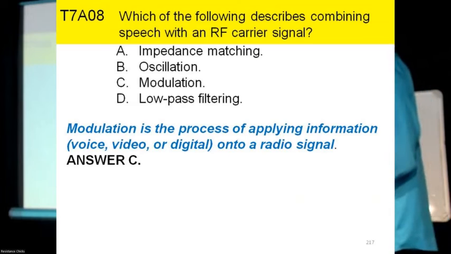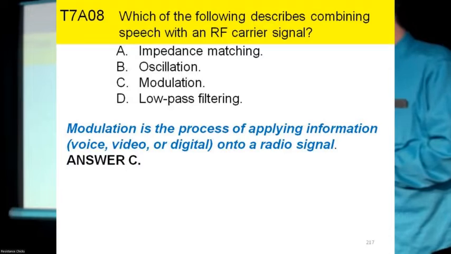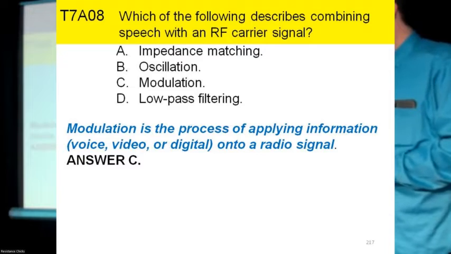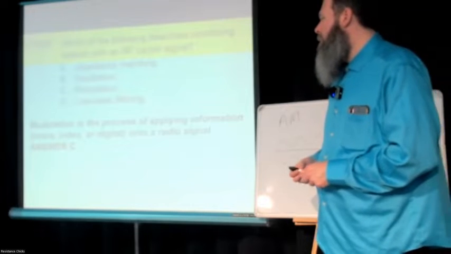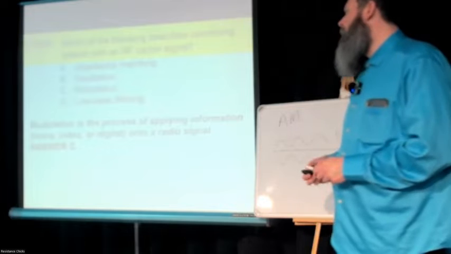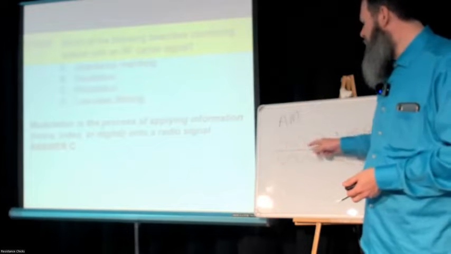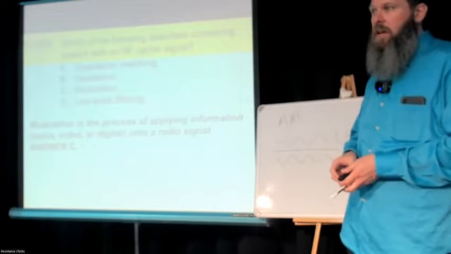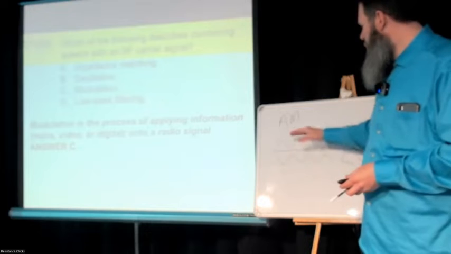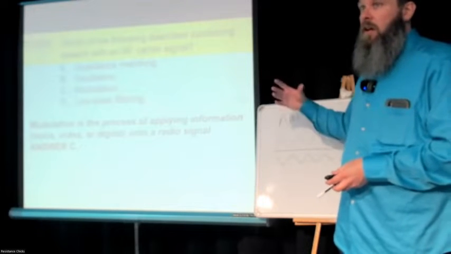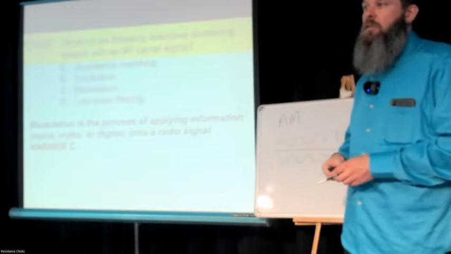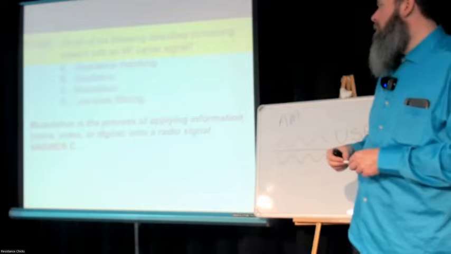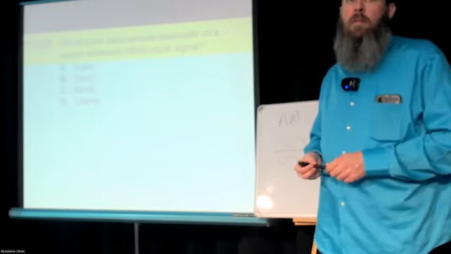Which of the following describes combining speech with an RF carrier? The answer is modulation. This would be the modulation, which is what's contained within those sidebands. That's the actual part that you hear and understand. And as I said, if you eliminate one of those, you're eliminating one of the paths of information. So therefore, the quality of the signal must be reduced, but the amount of space it takes is also reduced. But this is the modulation.